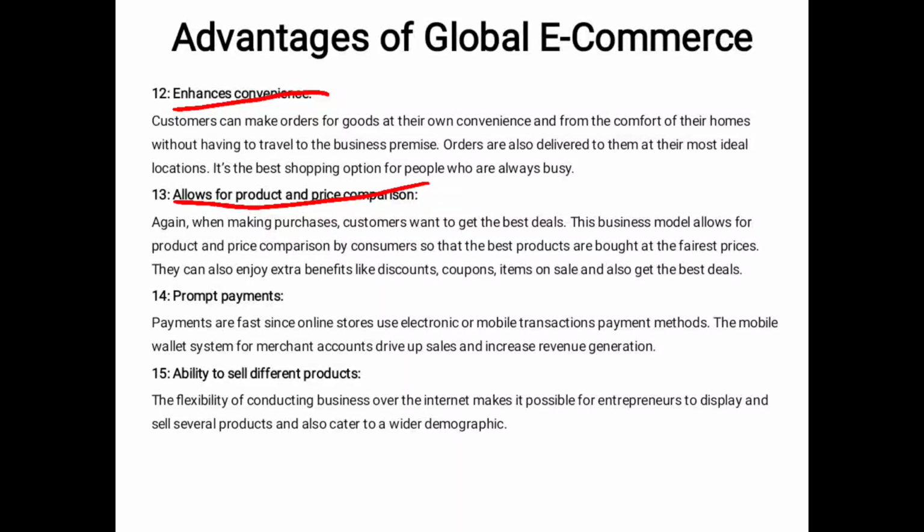Then prompt payments. For payments there is no worry at all. If you have a bank account, through the bank account you can make payment to any country, to any people. Then the ability to sell different products. You need not stick to only one category of products; any kind of product you may have, you create a website and deliver your items to whoever gives you an order. So there are no restrictions on a particular item.